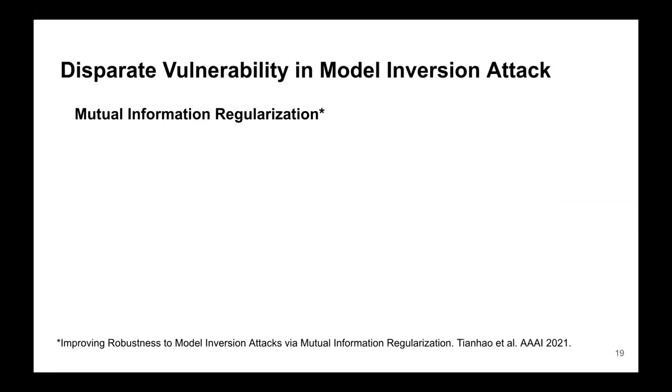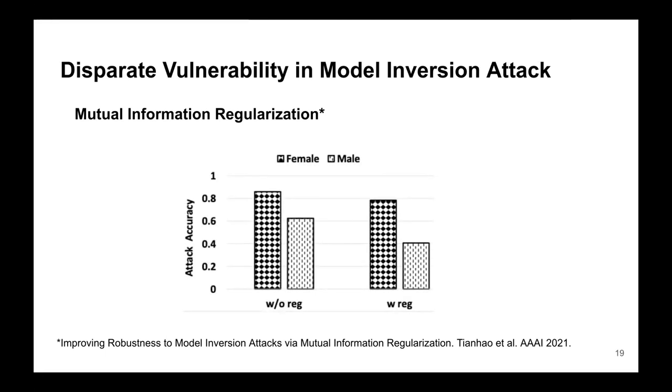In doing so, we first analyzed the mutual information regularization, which was used in an AAAI paper in 2021 as a way to mitigate the model inversion attack. We want to investigate this for the disparate vulnerability in model inversion attacks and see whether it actually reduces the gap between the subgroups. We observed that the model on the left is without regularization, and the model on the right is after we apply the regularization. When we apply the regularization, the gap between the male and female subgroups increases. It shows that the mutual information regularization is not consistently able to reduce the disparity in model inversion attacks.